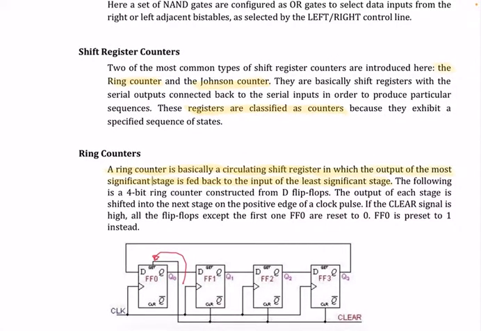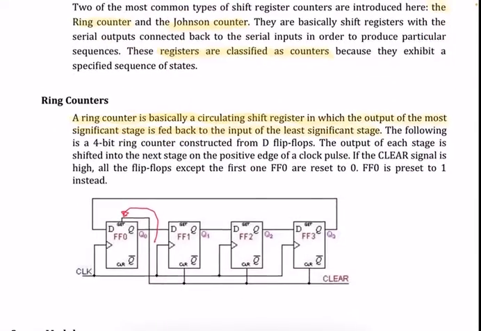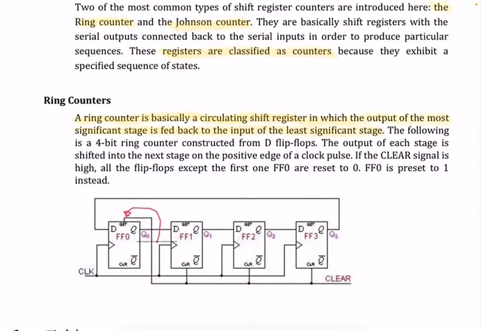So, sa ring counter is basically a circulating shift register in which the output of the most significant stage is fed up to the input of the least significant stage. So, ito lang yung difference ng ring counter sa Johnson counter. Dito, yung output natin, shifted back to the input. Ito, pabalik doon. Ito kasi yung output, pabalik doon.